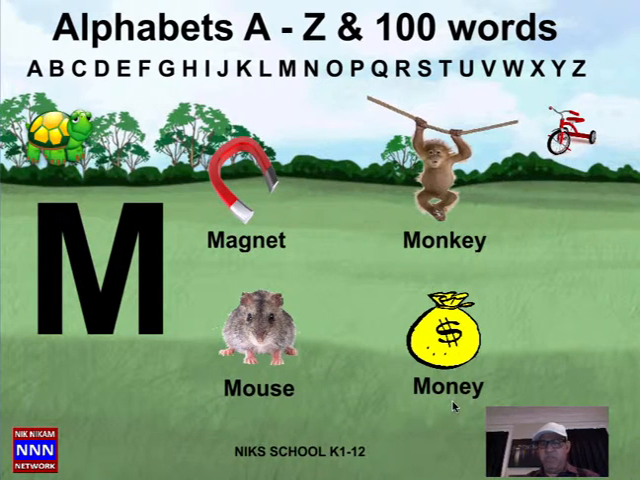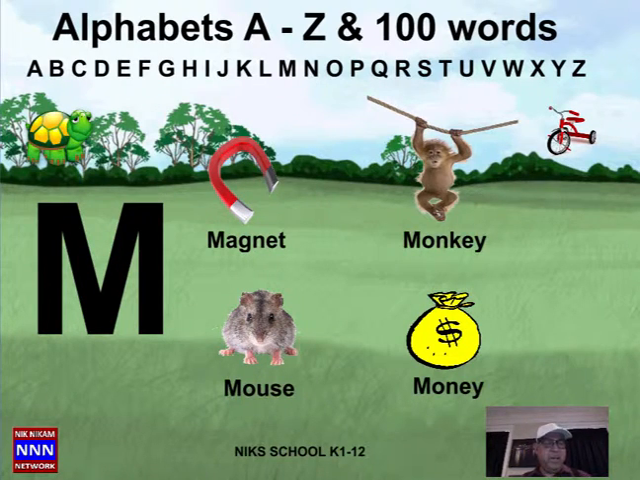And what is this? This is like a big bag of money. Money. All the small coins you get in the bank, they put all of them in a bag and they tie it with a rope and it is called a money bag. So let us repeat all the words that start with M. Magnet. Monkey. Mouse. Money.